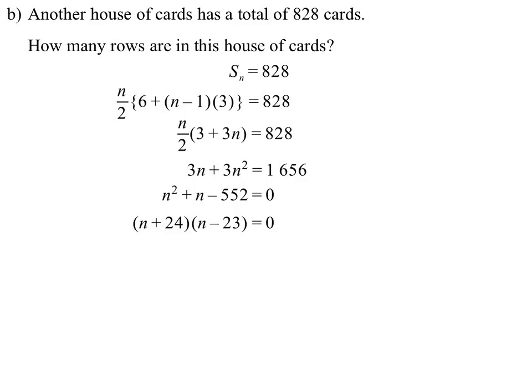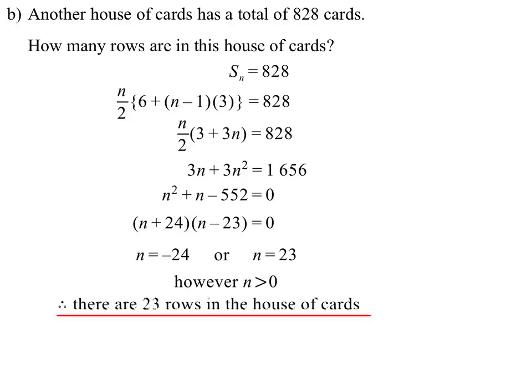We have 2 possibilities for n. Now, they are possibilities, of course, for this quadratic. Always go back to the question, one of these doesn't make sense. You're not going to have negative 24 rows, so it must be 23 rows for our house of cards.